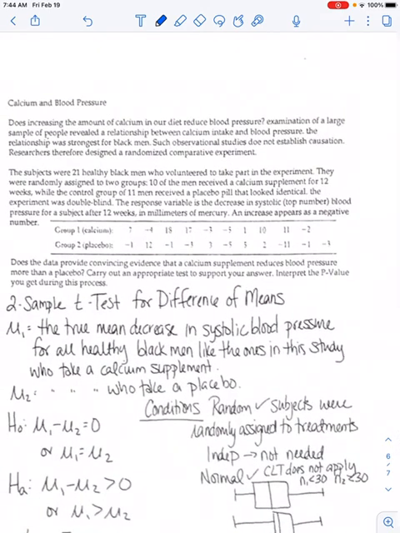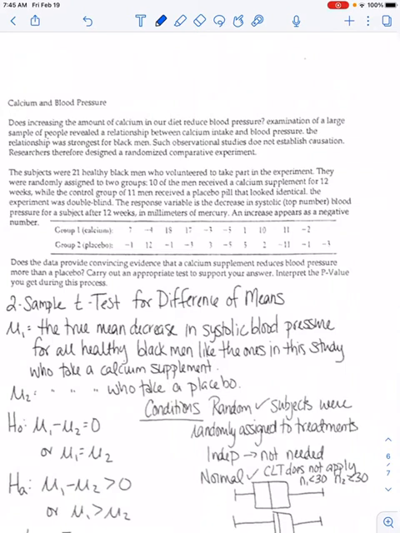It says, does increasing the amount of calcium in our diet reduce blood pressure? Examination of a large sample of people revealed the relationship between calcium intake and blood pressure. The relationship was strongest for Black men. Such observational studies do not establish causation. Researchers therefore designed a randomized comparative experiment. Okay, so experiment, the wheel should already be turning about the randomness and your 10% condition, and then in your conclusion, being able to use the word cause.